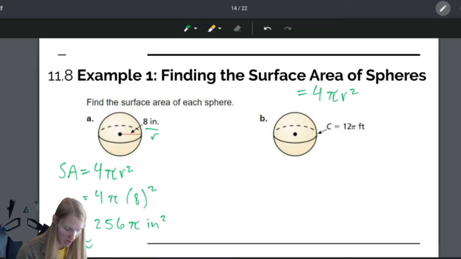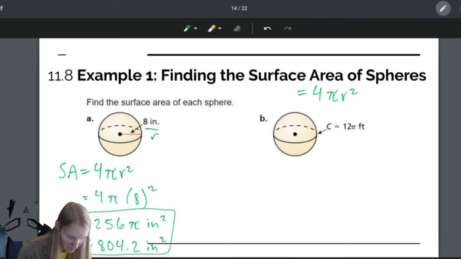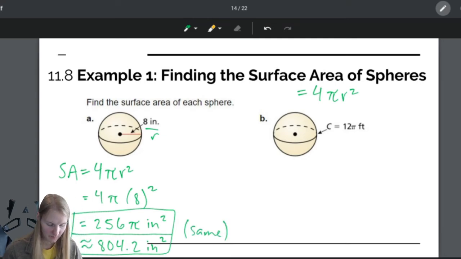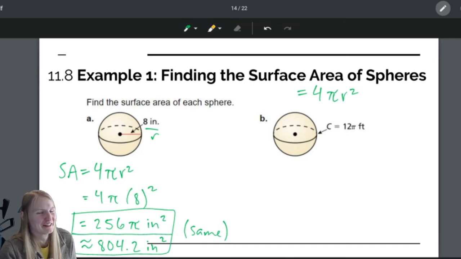Okay, so 256 times pi is approximately 804.2 inches squared. And remember, either one of these answers works. These are the same. Just one is exact and one is approximate. So they're not exactly the same.